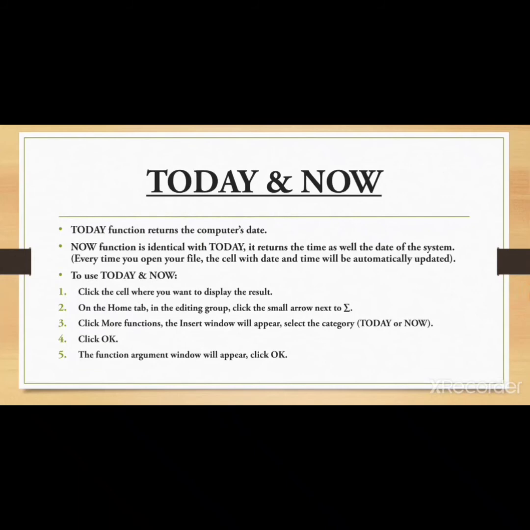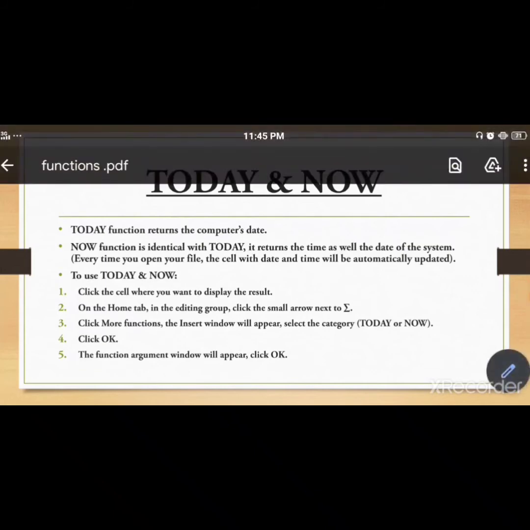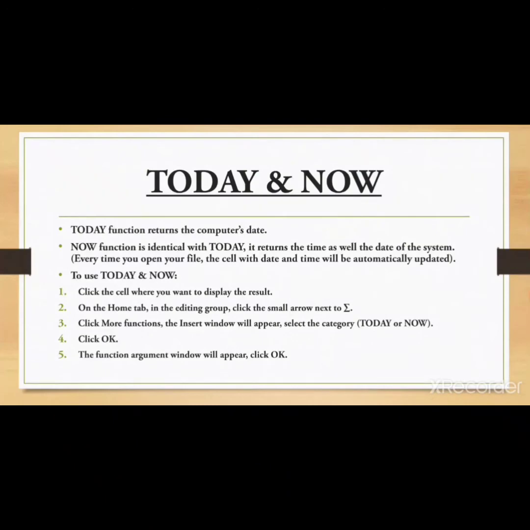Step number 1. Click the cell where you want to display the result. Step number 2. On the Home tab in the Editing group, click the small arrow next to AutoSum. Step number 3. Click More Functions. The Insert window will appear. Select the category, either today or now. Step number 4. Click OK. Step number 5. The function argument window will appear. Click OK.